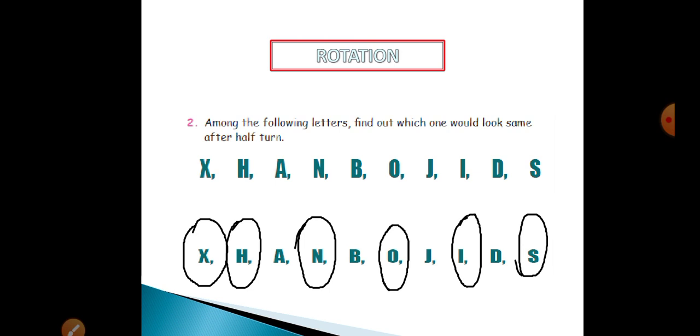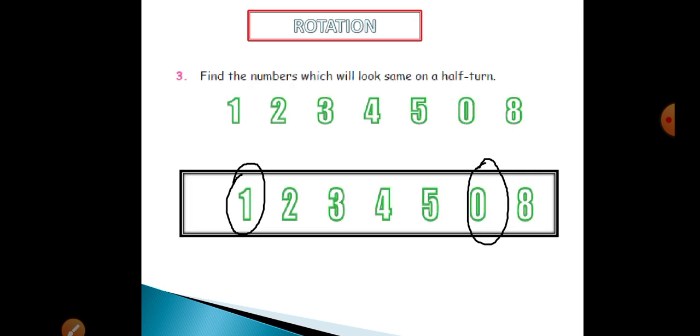The next one, among the following letters, find out which would look the same after half turn. After taking half turn, among the letters X, H, N, O, I, S will not change. Find the numbers which look the same on a half turn. The numbers 1 and 0 will look the same after taking half turn.